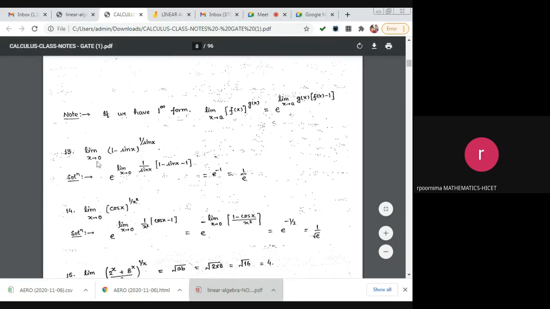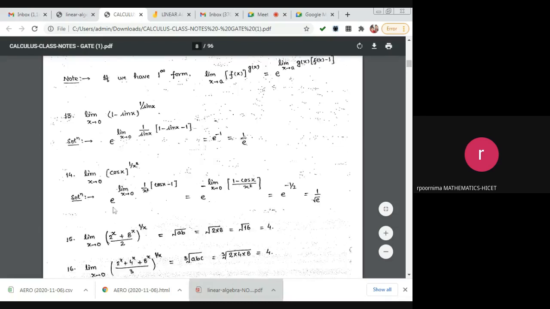So limit x tends to 0 of 1 minus sin x to the power 1 by sin x. That's a power function. That means e to the power limit x tends to 0 of 1 by sin x into 1 minus sin x minus 1, which is equal to e to the power minus 1. So the answer is 1 by e. So if you have the power terms, you have to apply this rule. e to the power limit x tends to 0 of 1 by x square into cos x minus 1. Then you apply the limit, so that you will be getting the answer.